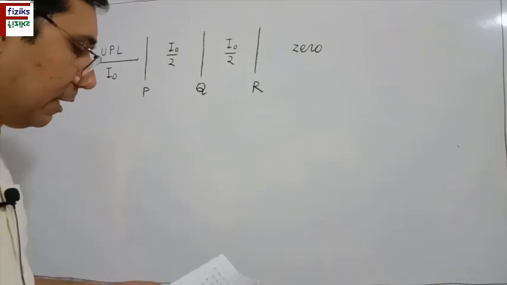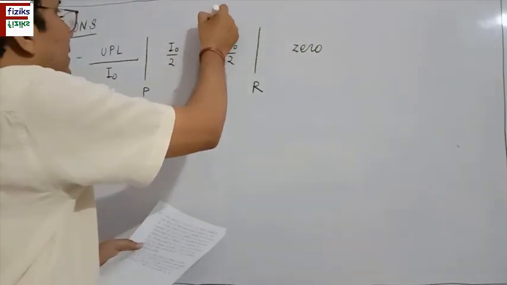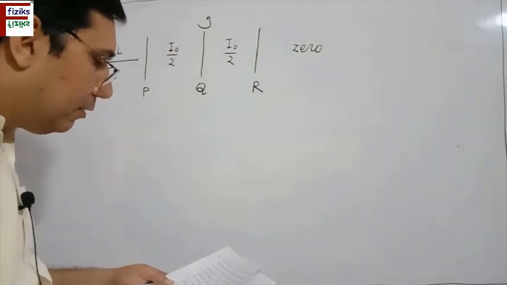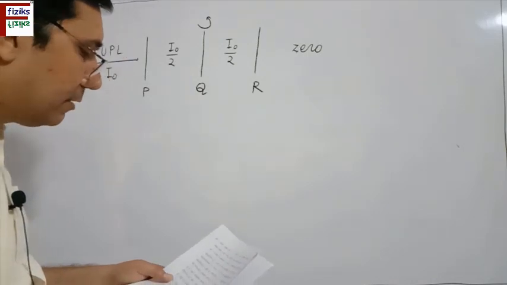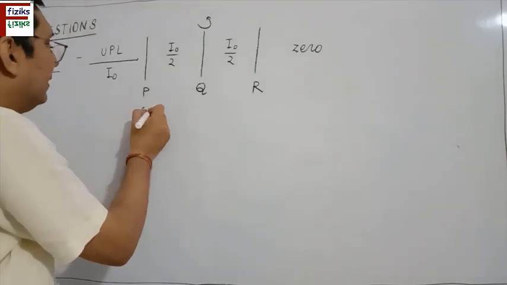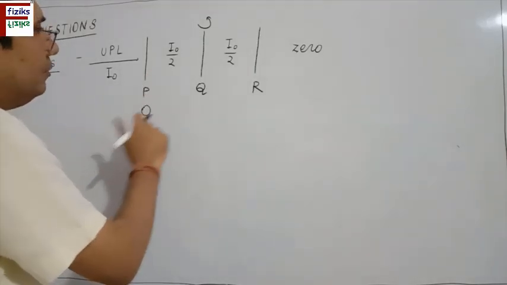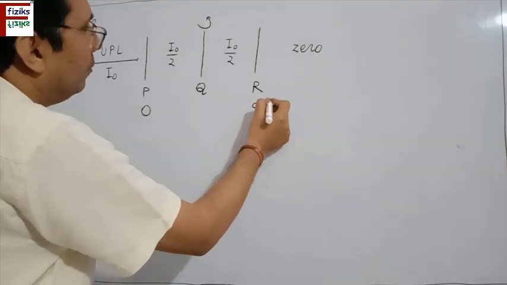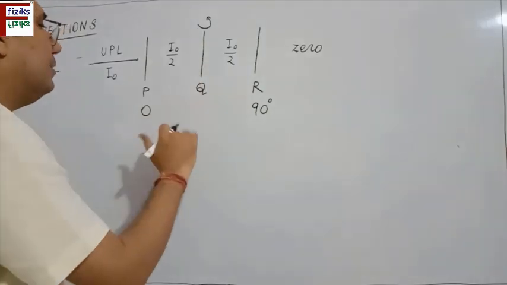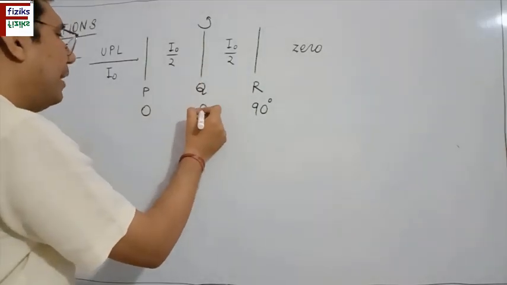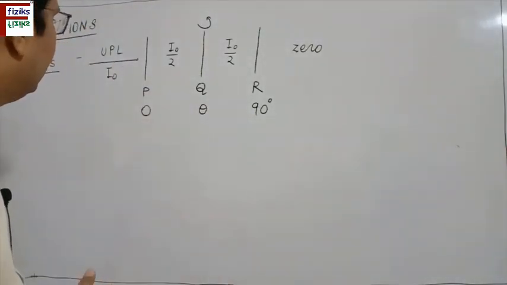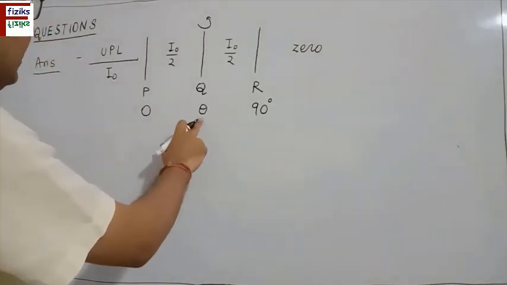The polarizer Q now starts rotating. We are rotating Q about the z-axis, and we plot the intensity of light coming out of R as a function of the angle of rotation. I am assuming the pass axis of P is at 0 and the pass axis of R is automatically at 90 degrees. P and R are fixed, Q is rotating. At some instant suppose its pass axis is at an angle theta. This theta can have any value from 0 to 360, so I am assuming an arbitrary angle.